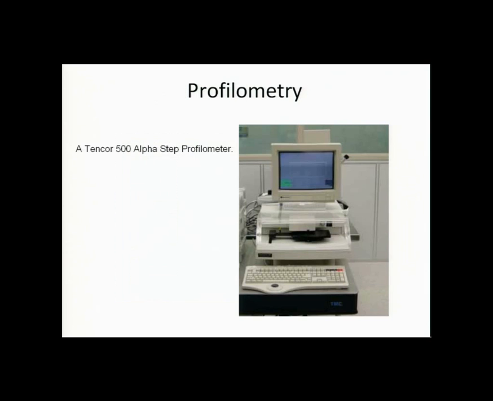Here's an example of a desktop profilometer. This is a 10-core 500 alpha step profilometer. You can see it looks kind of like a computer up top. You have your keyboard, so that's your interface, and then you would put your substrate, let's say a wafer with features on it, on that large black stage. Then there's a small needle or probe which drags across the surface and gives you the profile. Hence the name profilometer.